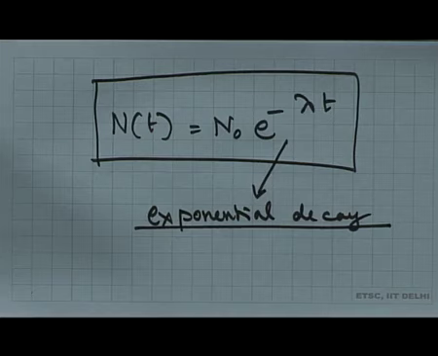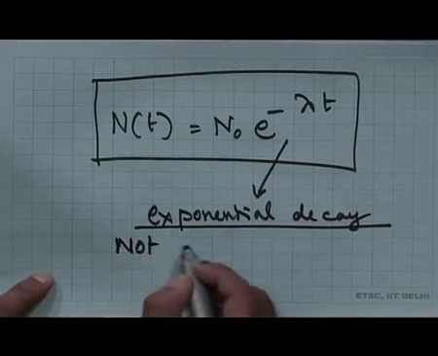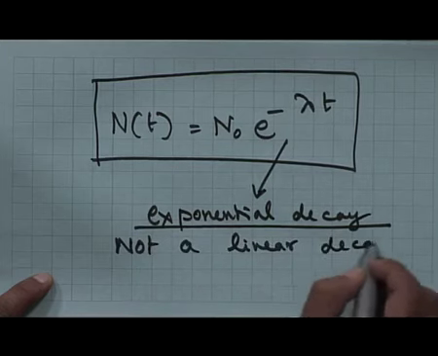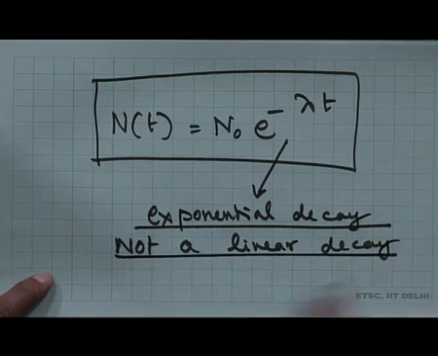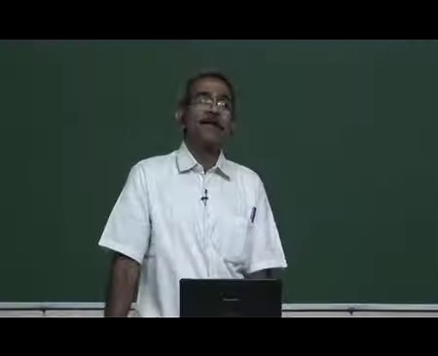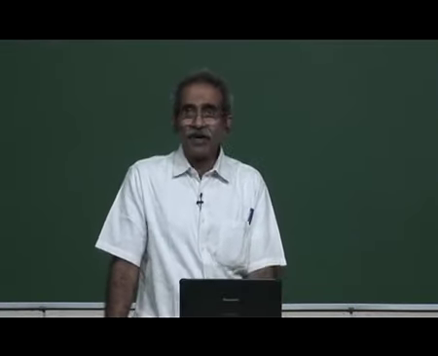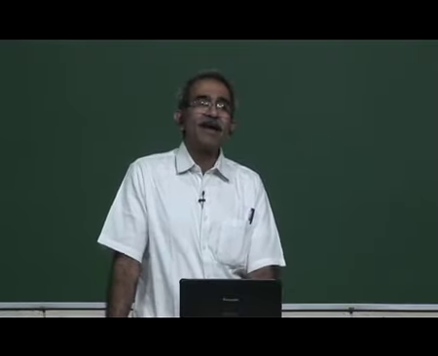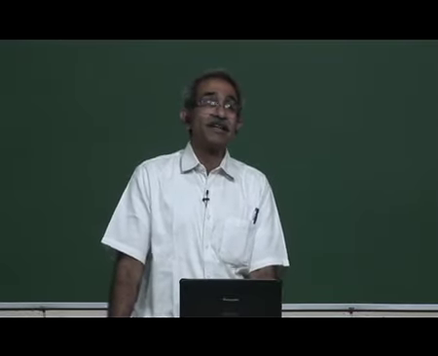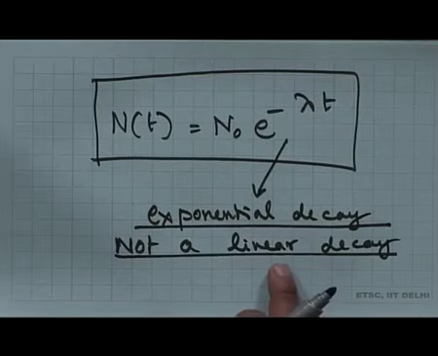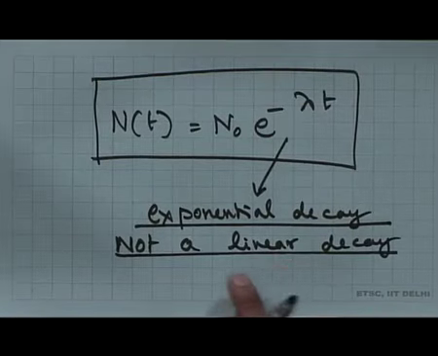This is what is called an exponential decay. It is not a linear decay. In a linear decay, the rate or the velocity would be independent of time. The particle is moving with a uniform velocity, having a uniform deceleration that does not depend on time, whereas here it depends. It is an exponential decay. It falls off very, very rapidly.